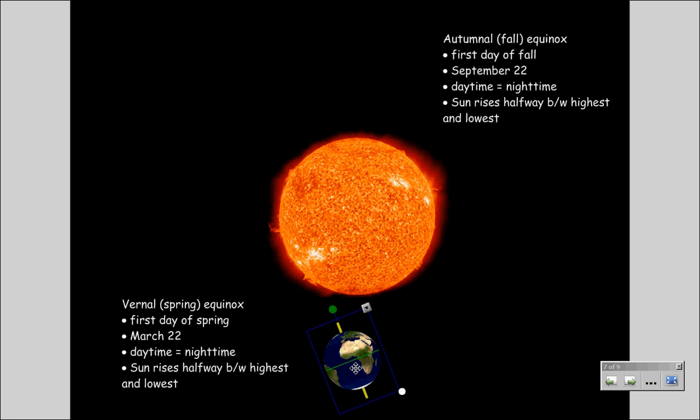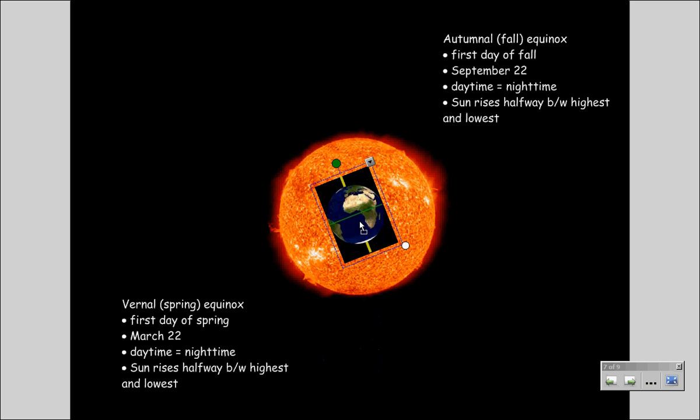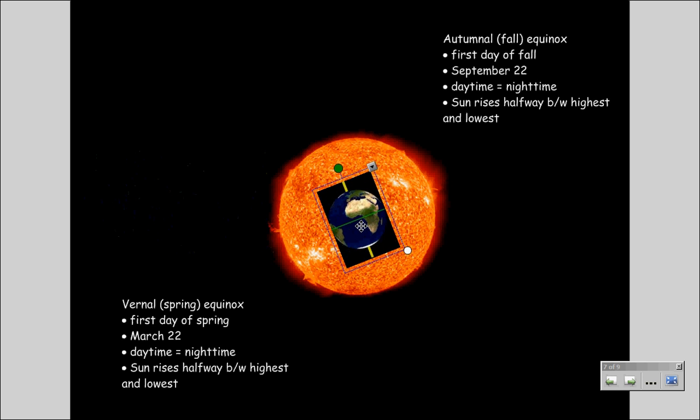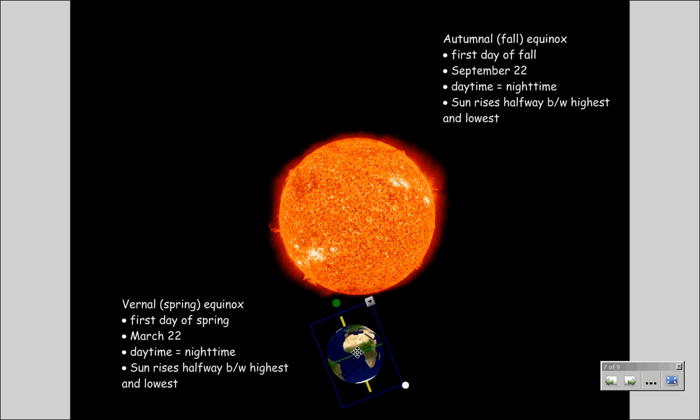Now, keep in mind that this is a two-dimensional picture, and really, we want to show the Earth in front of the sun, like so. If we look at this being winter and show a flat plane orbit, we're showing now the Earth continuing its revolution. We can see a lot easier in this picture that both hemispheres are equally facing the sun. It's not a matter of one hemisphere being tilted towards or away from the sun. They're getting equal amounts of solar radiation. So on that day, daytime will equal nighttime, and the sun rises halfway in between the highest point and lowest point in the sky.